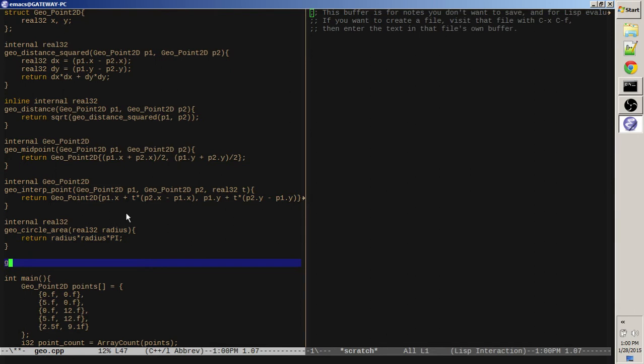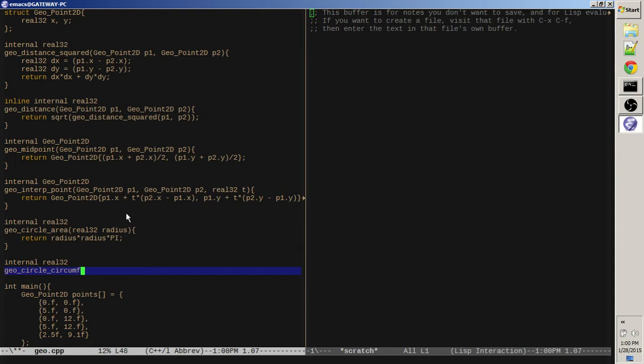Let's also do a circumference. Real32 radius, again, is all we need. No matter where it's positioned, this works out the same, and that's just the radius times 2 times pi. Alright.